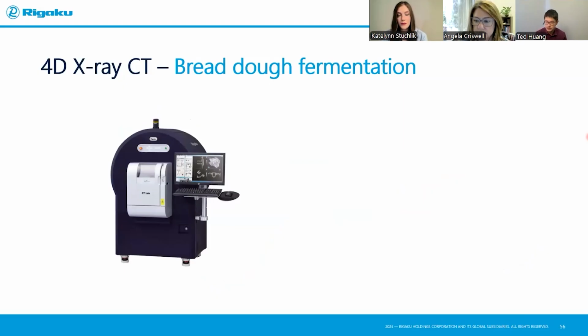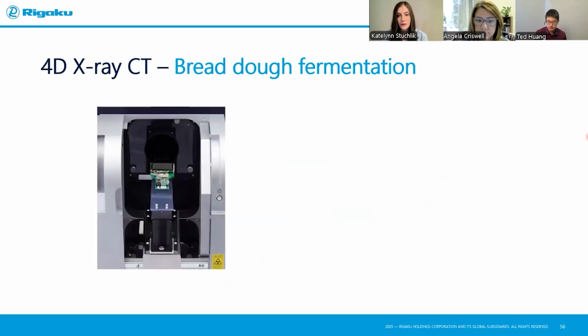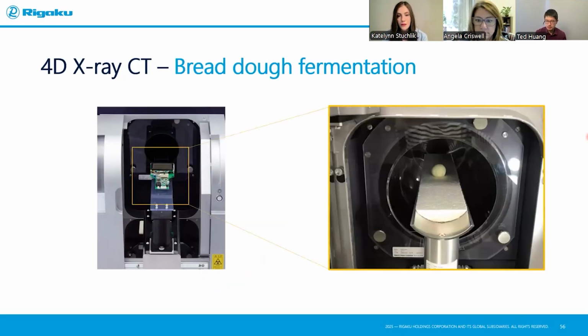This is looking at bread dough fermentation. In this case, the CT is also different. This is CT Lab GX. This is a gantry system, meaning the sample stage is not moving. It's moving the source and detector. So here, this is where she put the bread dough after you knead the dough and with some yeast in there. So it's starting to ferment.